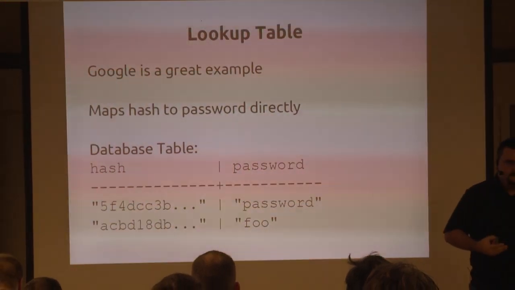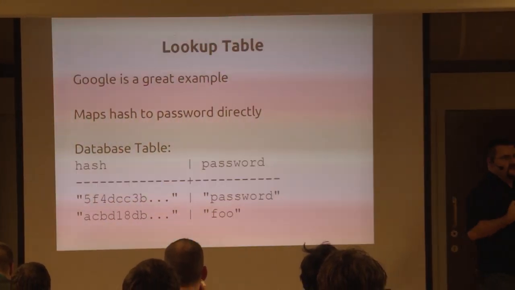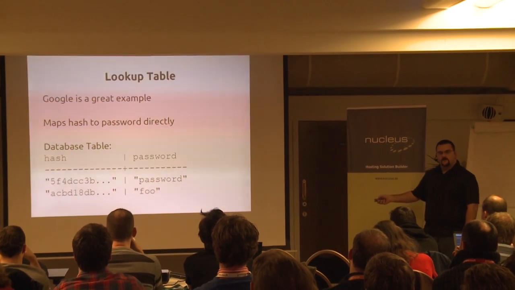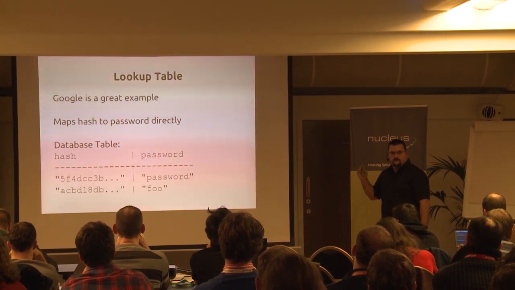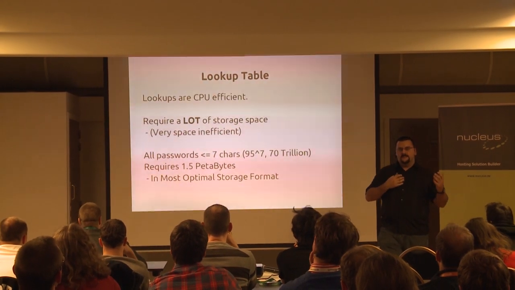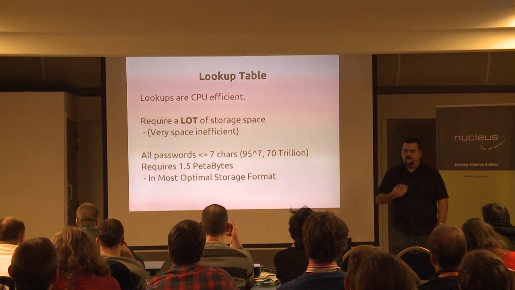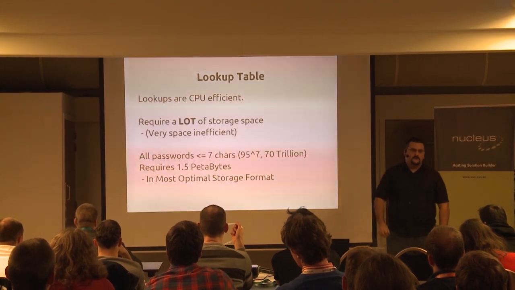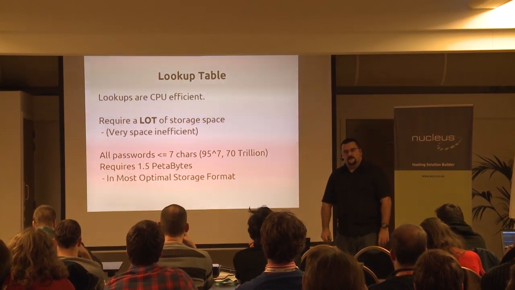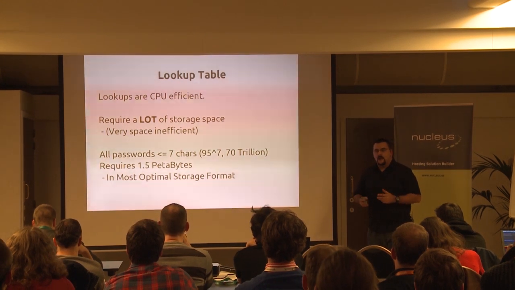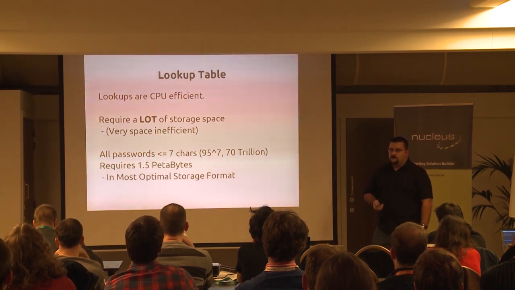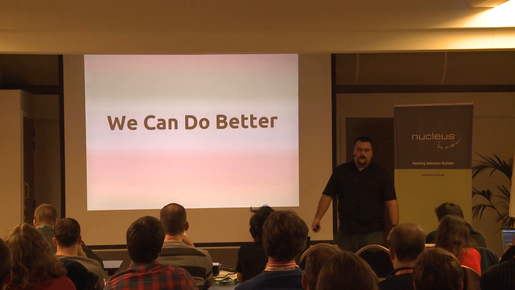Lookup tables are incredibly CPU efficient. They're also incredibly storage inefficient, because you need one line with the hash and one line with the password for every single hash. So it's very much on the CPU side of a time-memory trade-off. To do all passwords of 7 characters or fewer requires about 1.5 petabytes of storage. Just try to think of that kind of scale. And if you were to try to use these practically, only incredibly simple passwords would fall. So we can do better.